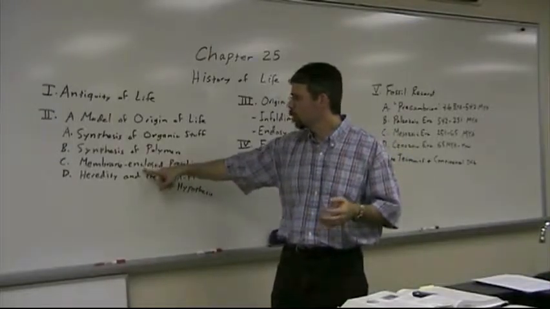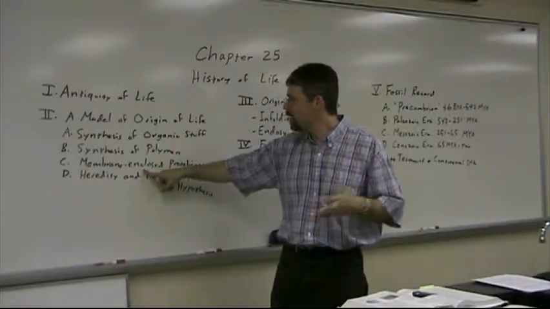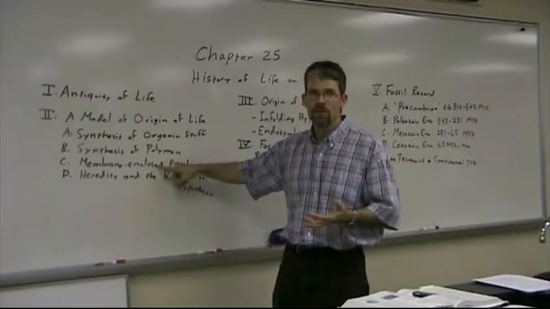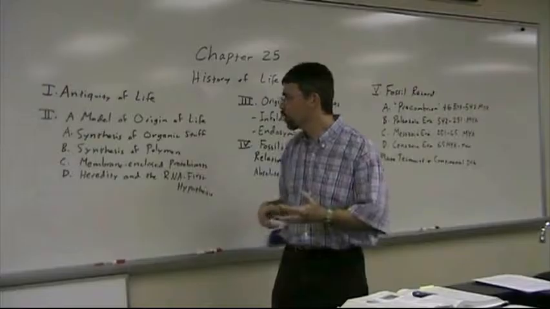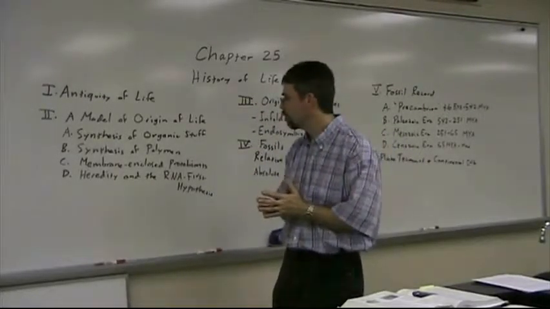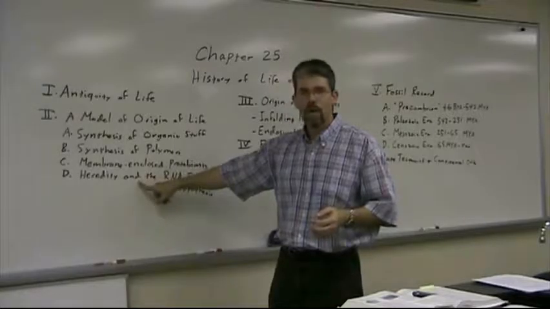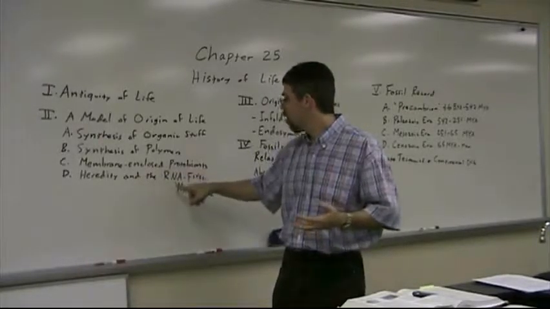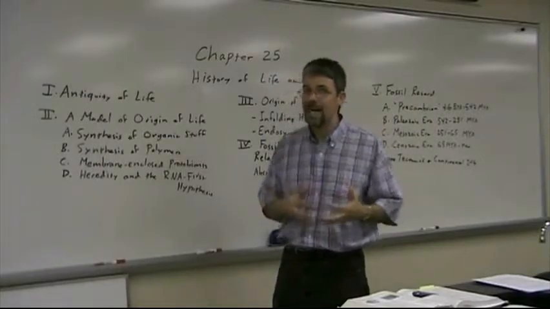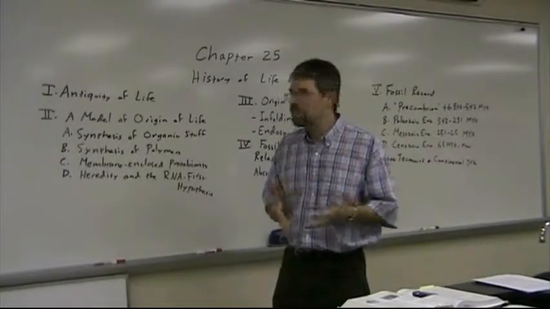Now, the third proposed step is that based on this complex chemistry, you have these membrane-enclosed pre-cells known as protobionts, with chemical reactions inside being separated from the environment. Now, with the origin of heredity, the prevailing idea is known as the RNA first hypothesis, that the original genes were RNA, not DNA. DNA came later. Again, read your notes on why.